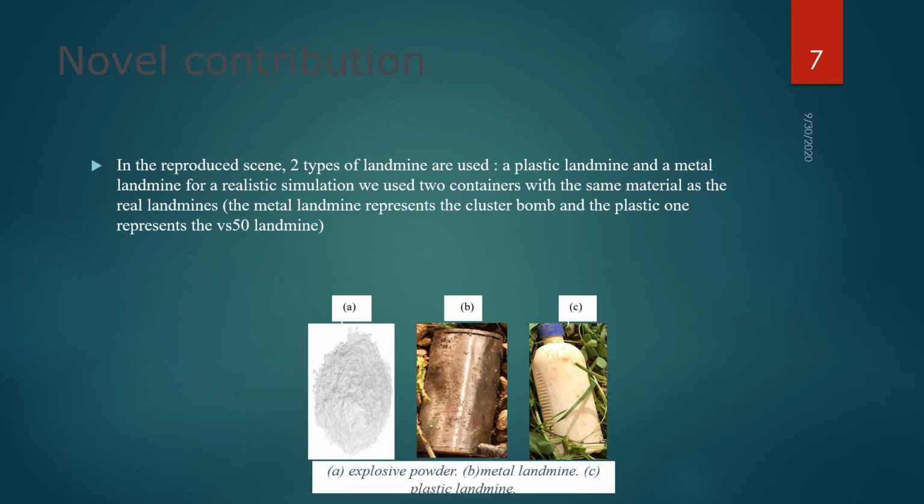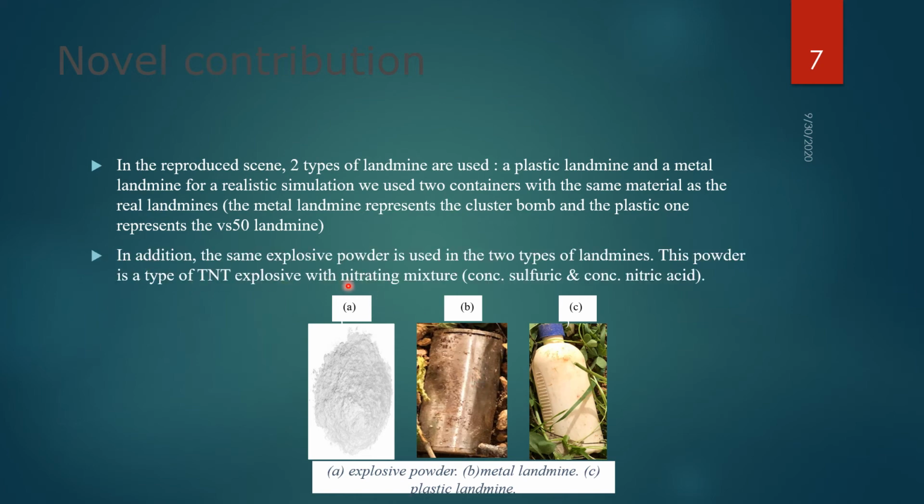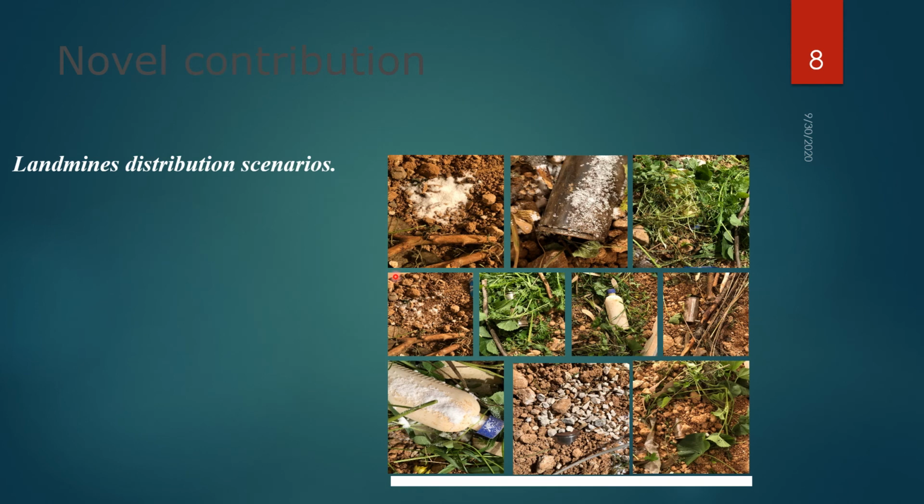In the proposed scene, 2 types of landmine are used: a metal landmine and a plastic landmine. Also, a TNT explosive with a nitric mixture is used in this scene. These are the distributed scenarios of landmines in the image.